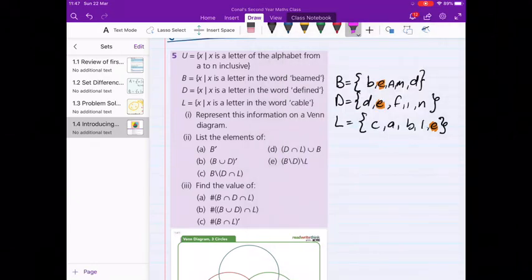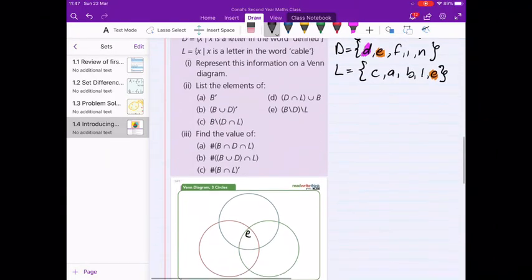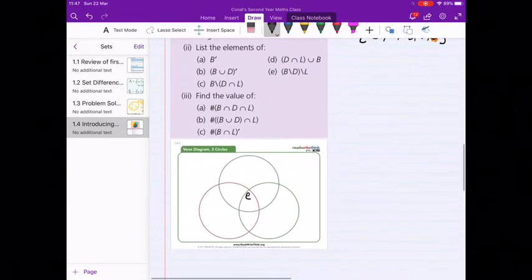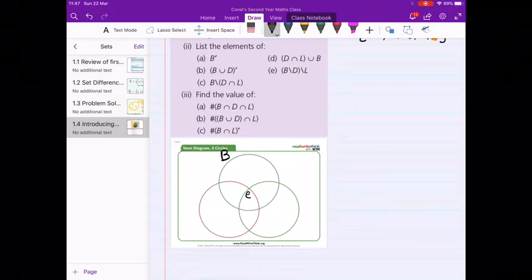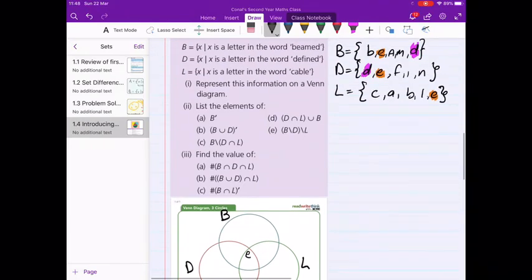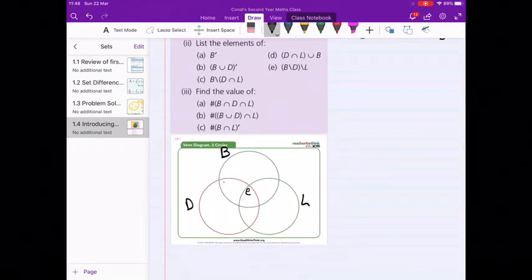Now I want to see, is there any that are in B and D? So is B in that? No. Well, D is in both of them. So if D is in both of them, but not in L, and B is not there, A is not there, M is not there, that means the letter D is my next one. That's going to go in the intersection of B and D. So first off, I need to decide B, D, and L. So I'll say this one's B, this one can be D, and this one can be L. So we've said D is in both B and D, so the letter D can go there.